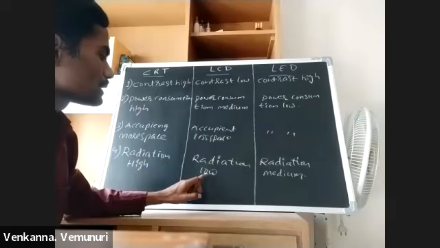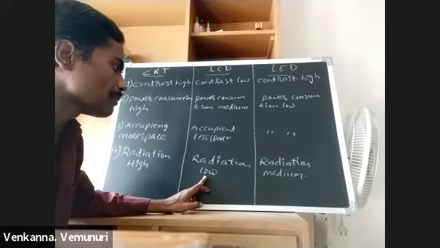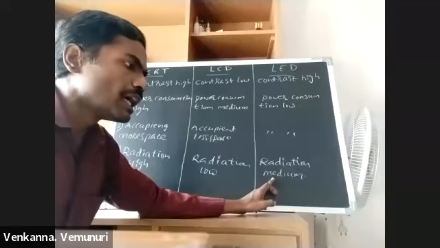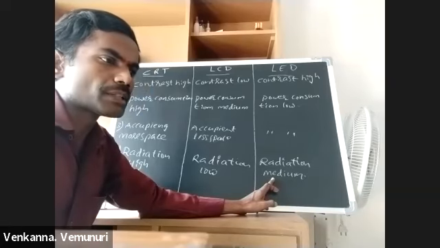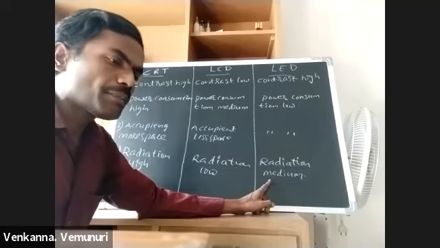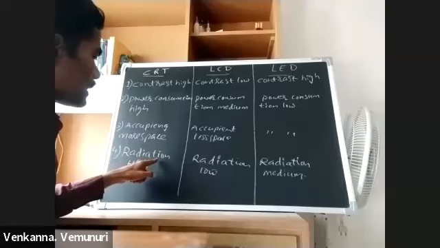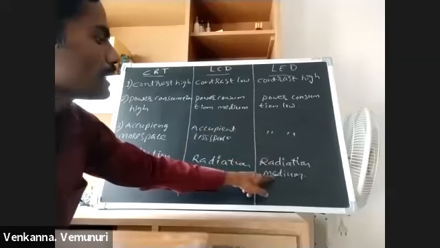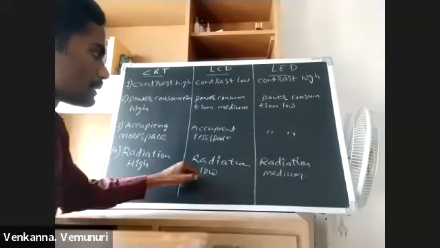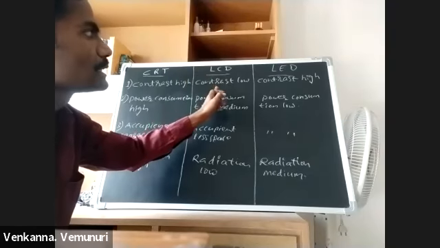LCD monitor radiation is very low. In this we are using CCFL lamp. CCFL lamp is emitting very low radiation. LED monitor, in this we are using LEDs. LEDs also emit some radiation, but compared to LCD, LED is emitting more radiation. Means in these three monitors, CRT is emitting high radiation, LED is medium radiation, and LCD is low radiation. These three. Now we are discussing the difference between LCD monitor and LED monitor.